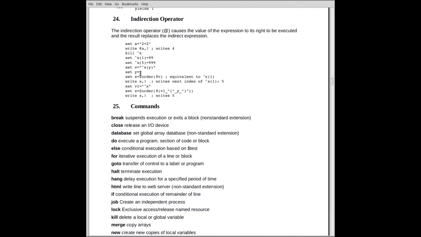It'll insert the value of Y, so it becomes up arrow X sub 1, and that's what is passed to the order command. What the order command does is give you the next index higher than the current index. So the value here would be 5. And I write out 5. Okay, do you get that?